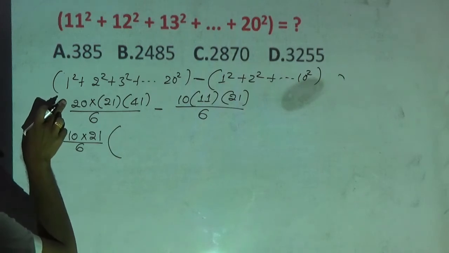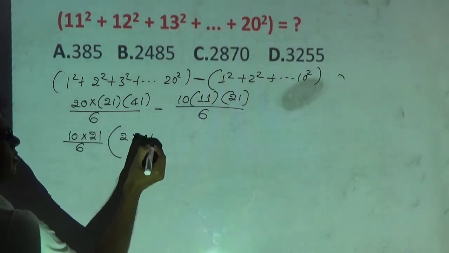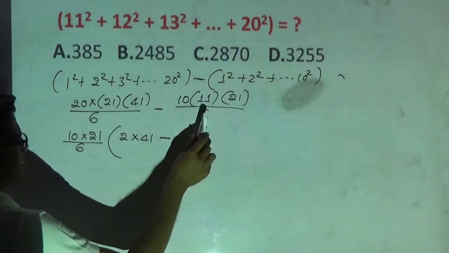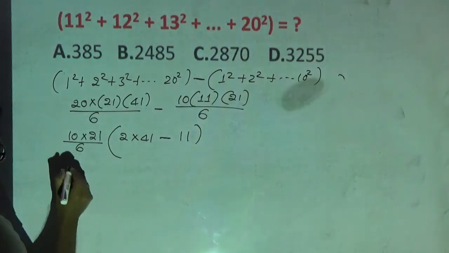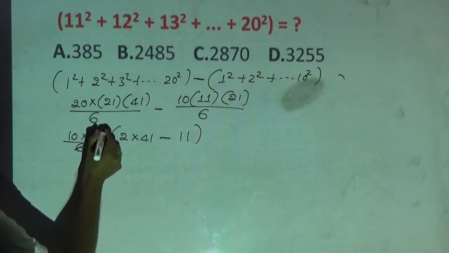20 is nothing but what? 10 into 2, right? Therefore what is left out? 2 into 41 minus, here what I have taken? 10 into 21 by 6 is already taken. What is left out then? 11. Okay, now here 3 2s is 6, 3 7s is 21.